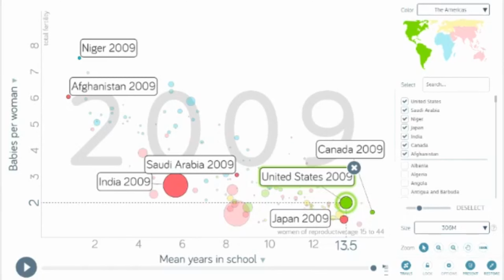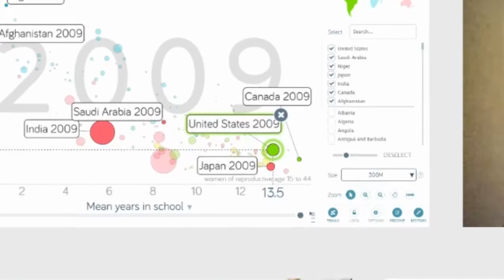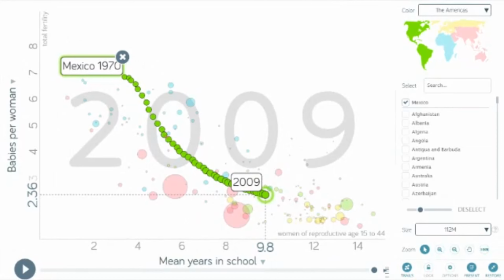And girls spend on average 2 years in school there. Afghanistan has even less years in school and still has a really high fertility rate. We can see Canada has really high years in school. They have over 14 years in school per woman, and they're below 2 on fertility rate. So the more years that women spend in school, the less children they're likely to have on average.